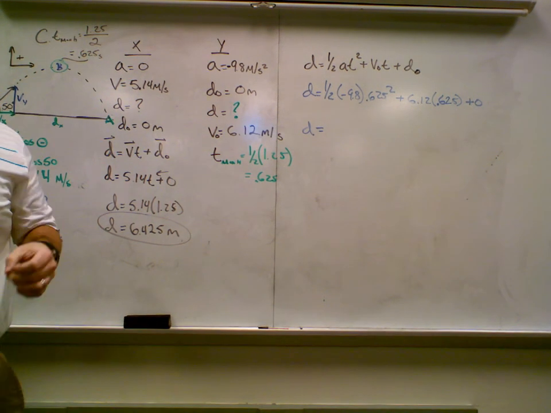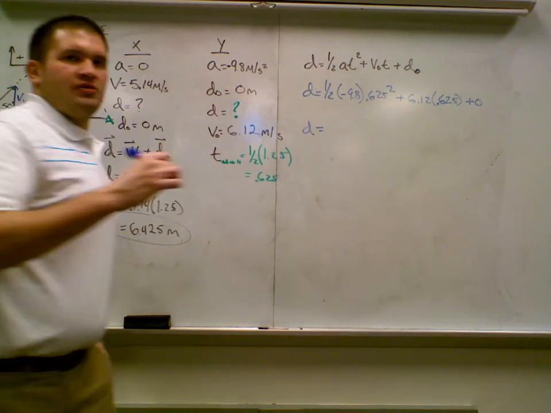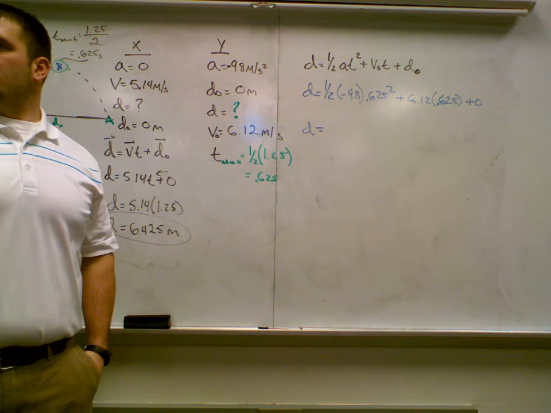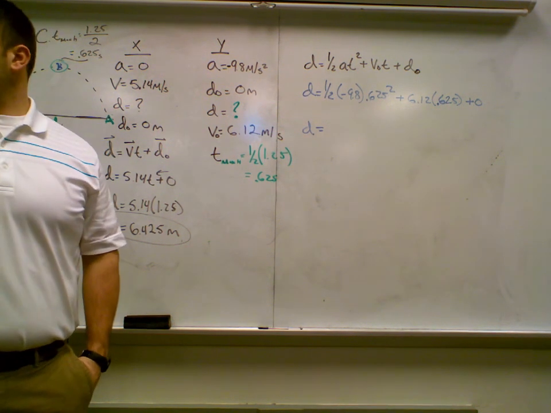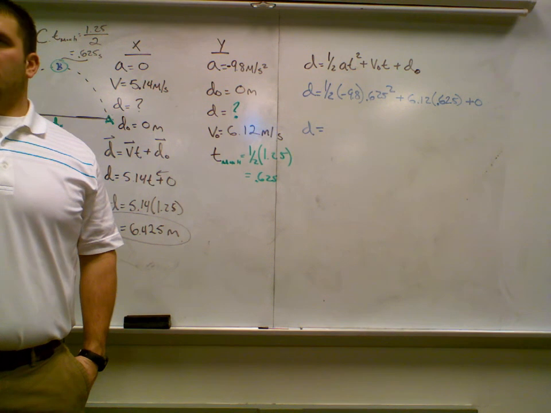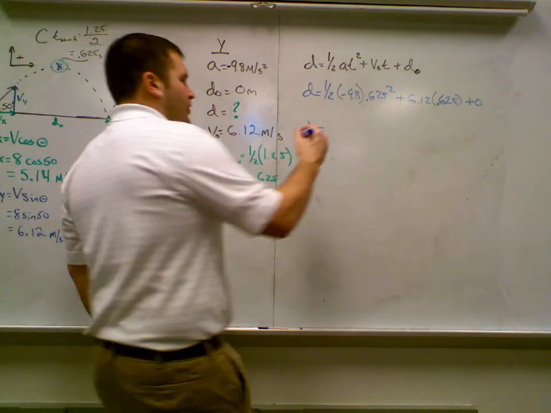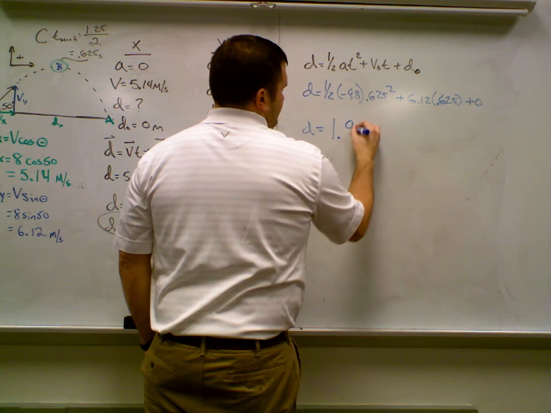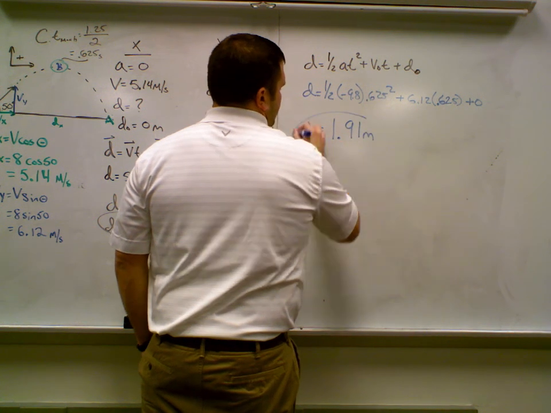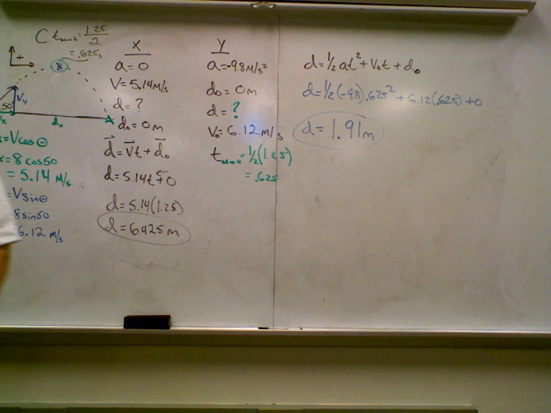What is it? 1.91? You agree with Victor? Yeah, anyone else? 1.91? So that means the tennis ball reaches a height of 1.91. So part A took a lot of steps, right? But then part B and C ended up being kind of easy. Are there any questions?